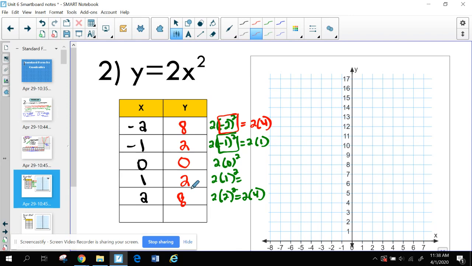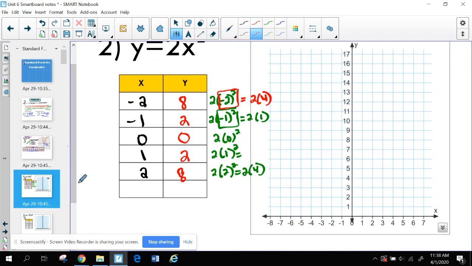Okay, so I'm going to come over here and graph that. So I have (-2, 8), (-1, 2), (0, 0), (1, 2), and (2, 8). I'll do my best to make this a parabola on my writing pad here. Whoops, missed. We'll try that side again. A little better there.